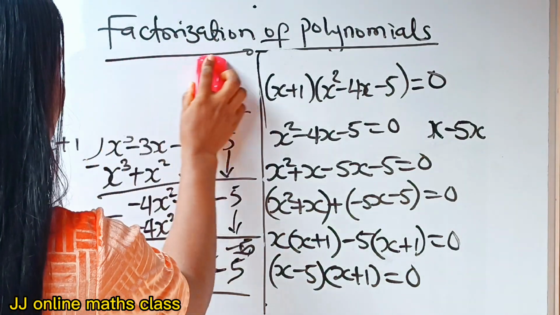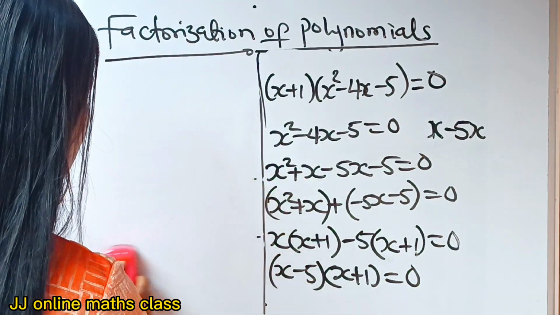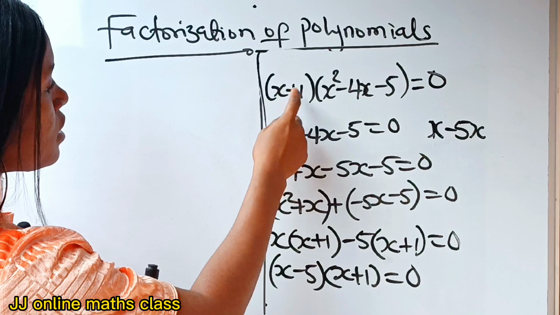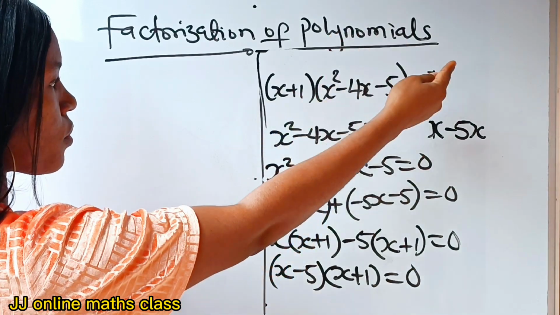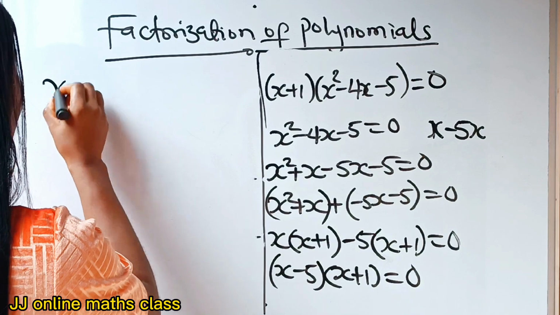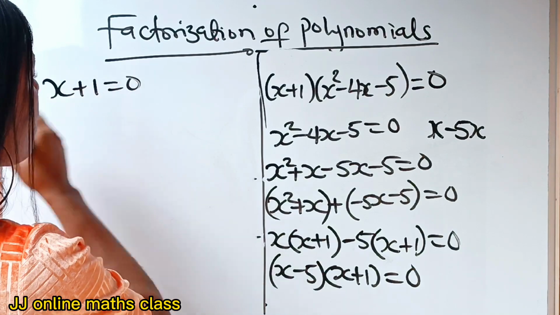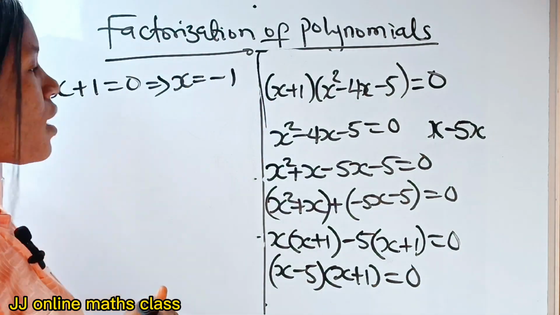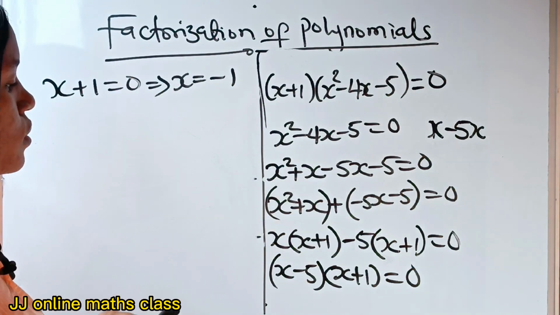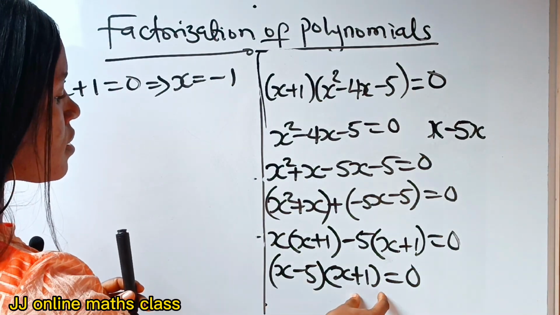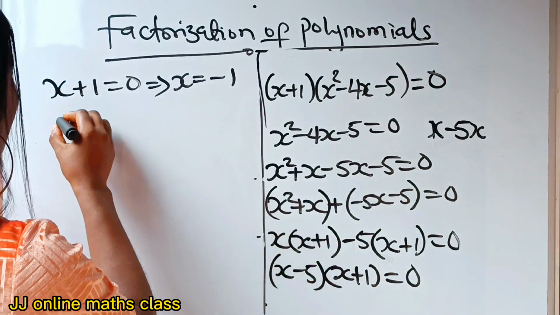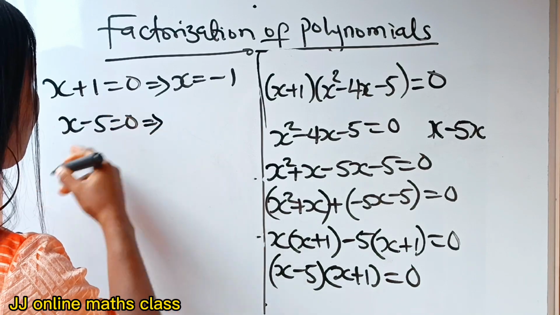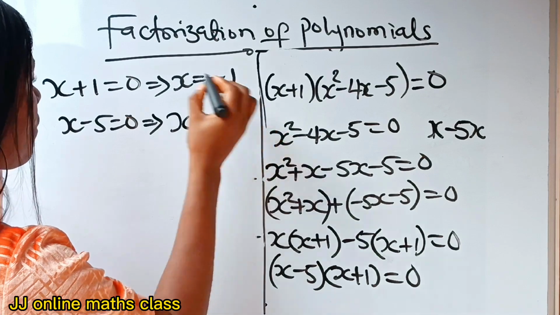Now, our 3 values are there already looking at us. So the first is that x plus 1 is equal to 0, right? This one. So this implies that our x is equal to minus 1. Yes, this plus 1 will cross over to become minus 1. Then this is the second one, this is the third one. So we also have that x minus 5 is equal to 0. So this implies that x is equal to 5.